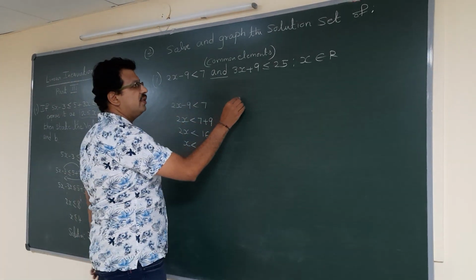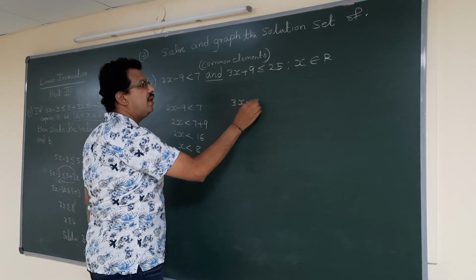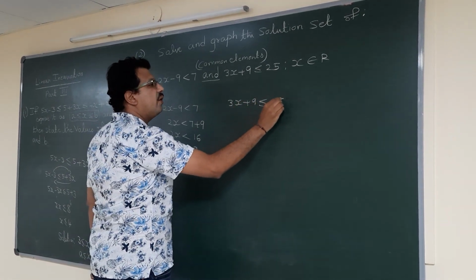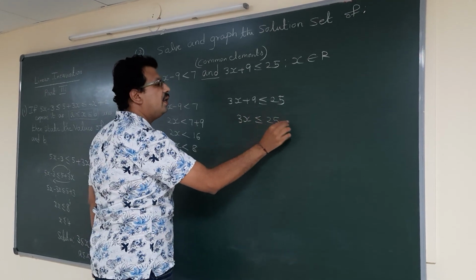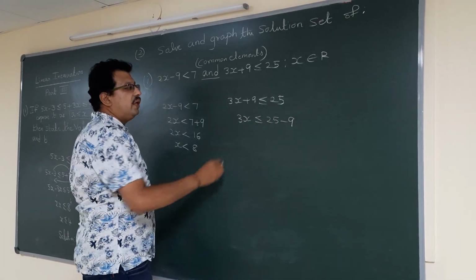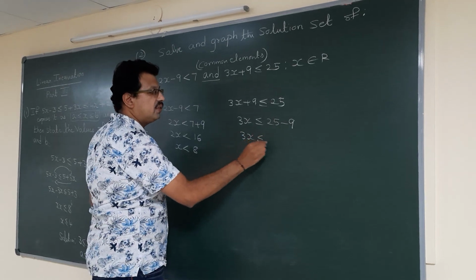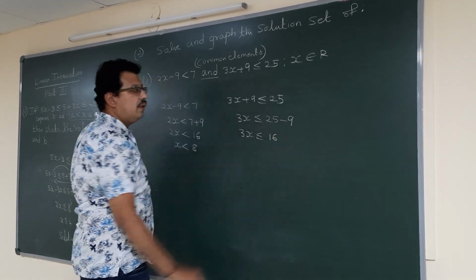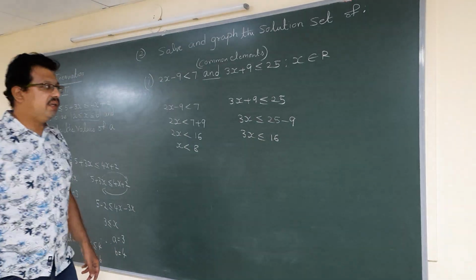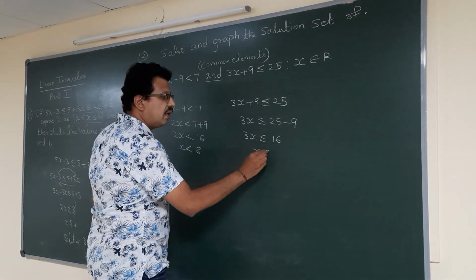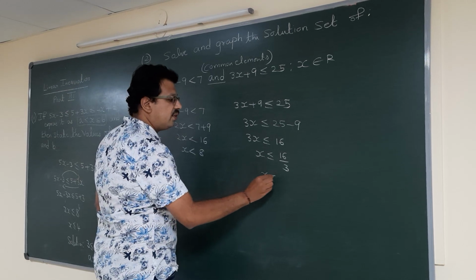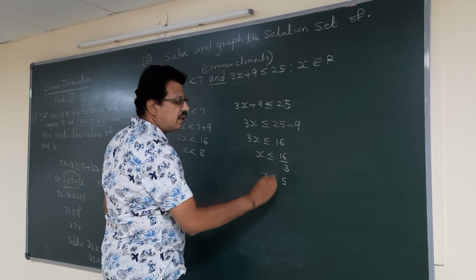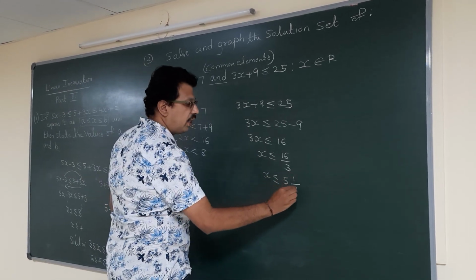The next inequation is 3x plus 9 less than or equal to 25, so 3x is less than or equal to 25 minus 9. 25 minus 9 is 16. So x is less than or equal to 16 by 3. So 16 by 3 is 5 and 1 by 3, since 3 fives are 15.